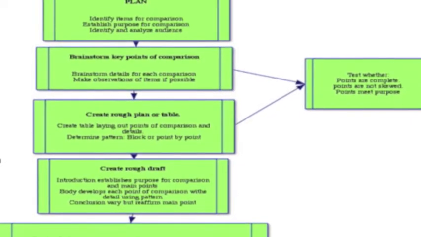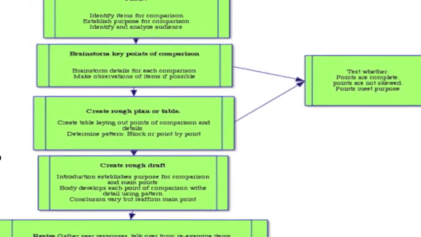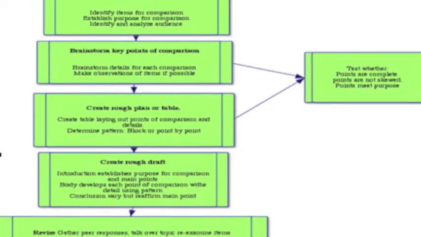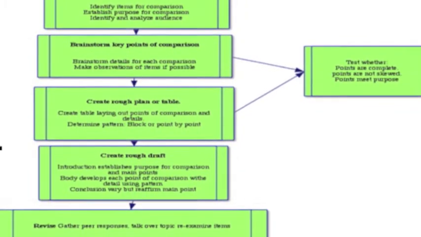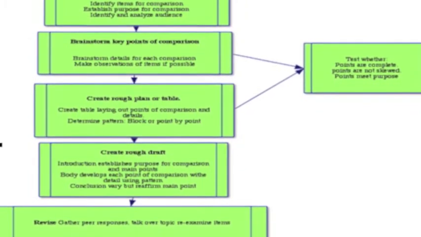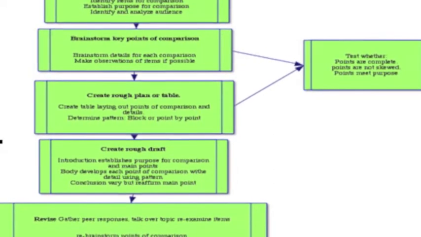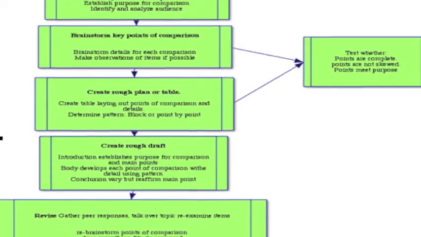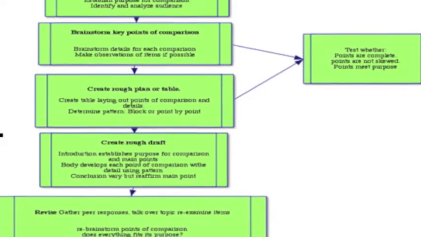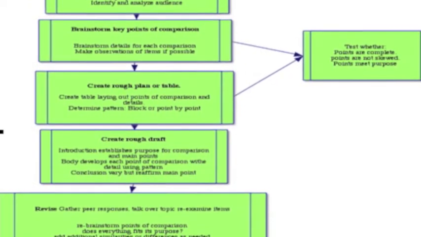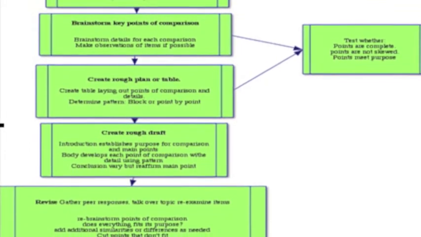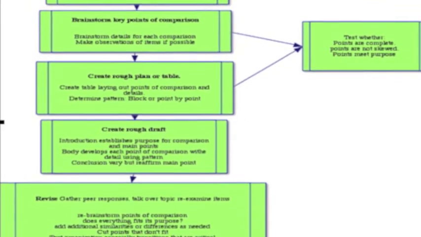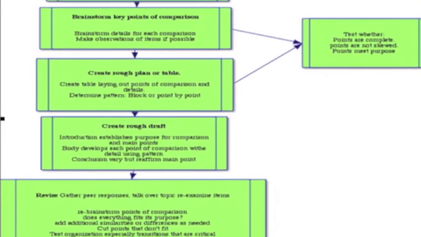Thank you. So, to review, when writing a comparison, always remember to, the first thing, plan. Identify items for comparison, establish purpose for comparison, identify and analyze audience, and then you brainstorm. Ideas for each comparison, make observations of items if possible, create a rough draft or table. Create table laying out points of comparison and details. Determine pattern, block or point by point.